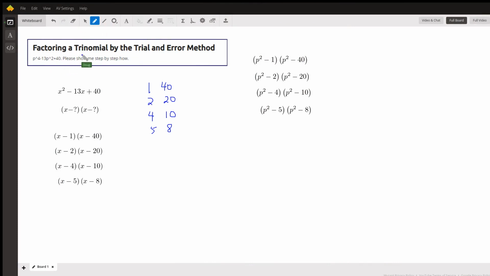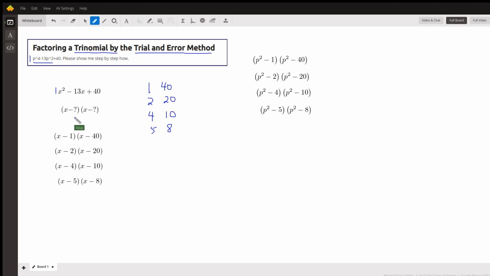Okay, it's possible to try to factor any trinomial by the trial and error method, but the trial and error method usually works best when the leading coefficient is a 1, when you have 1x squared, or in our case, 1p to the fourth. Trial and error is usually the best way to go. Now we'll look at this one in a second, but first let's just do x squared minus 13x plus 40.